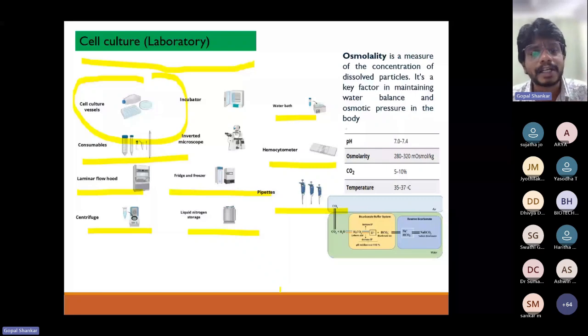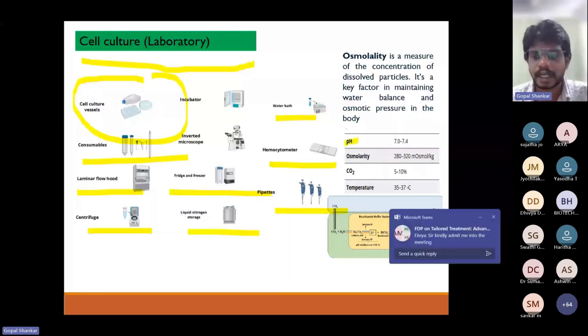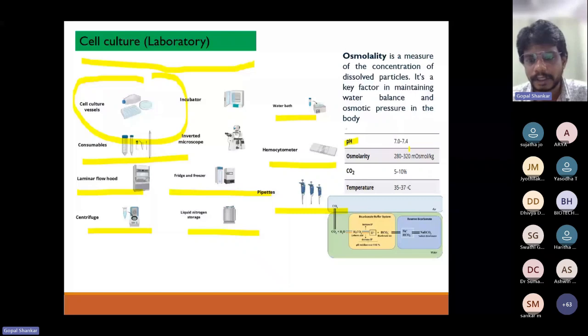And what are the conditions that you need? You need a condition that is called your pH. So what is this pH? pH is basically the blood pH that is normally used, 7.2 to 7.4, which you call a physiological pH. Then carbon dioxide, we need carbon dioxide around 5 to 10%.